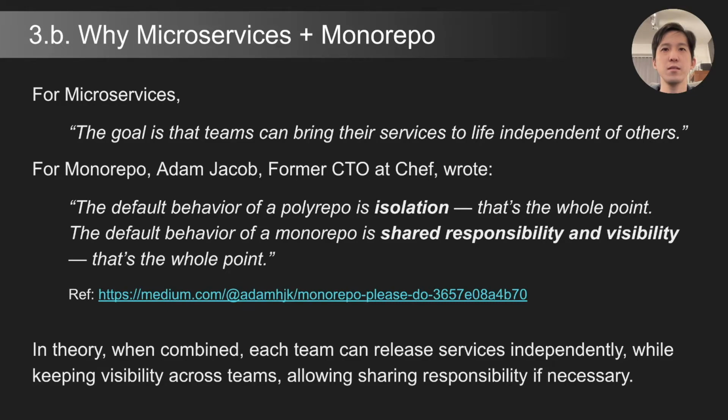But I find that this quote from Adam Jacob, former CTO of Chef, is the essence. The default behavior of a polyrepo is isolation. That's the whole point. The default behavior of a monorepo is shared responsibility and visibility, and that's the whole point. So in theory, when combined, each team can release services independently while keeping visibility across teams, allowing sharing responsibility if necessary. To me, that's the environment where developers would feel empowered and encouraged to work without boundary.